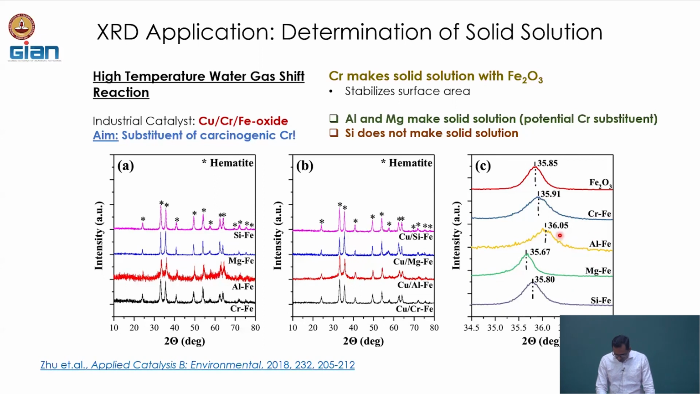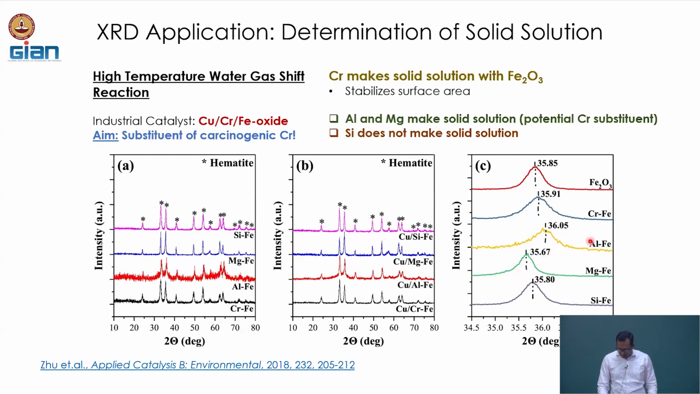So, we see for the aluminum it is a significant shift, and the same for the magnesium it is a significant shift, but silicon, having a significantly different ionic radius than the iron, shows only a very little shift, which is 0.05 degree. From that the authors concluded that the aluminum and the magnesium form a solid solution with iron oxide, whereas silicon does not.